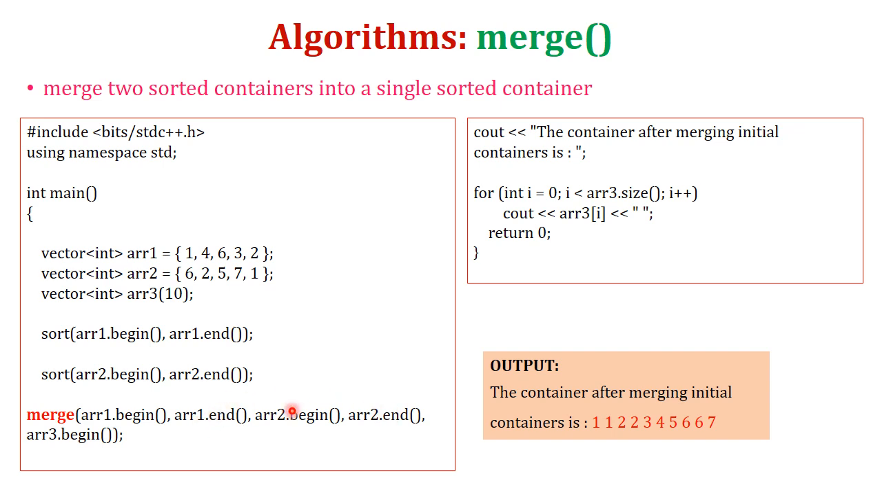After merging the first vector and second vector, the result is stored where? That is ARR3 dot begin. So here we are storing. Now we are going to display ARR3 dot size. We are going to go one by one, then display. So now the content of the first vector merged with the content of the second vector, the result stored in the third vector, is displayed like that.